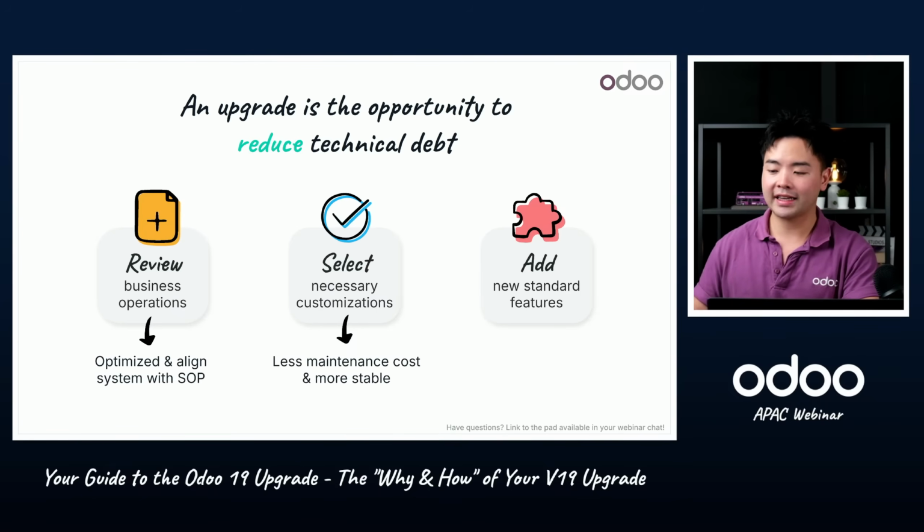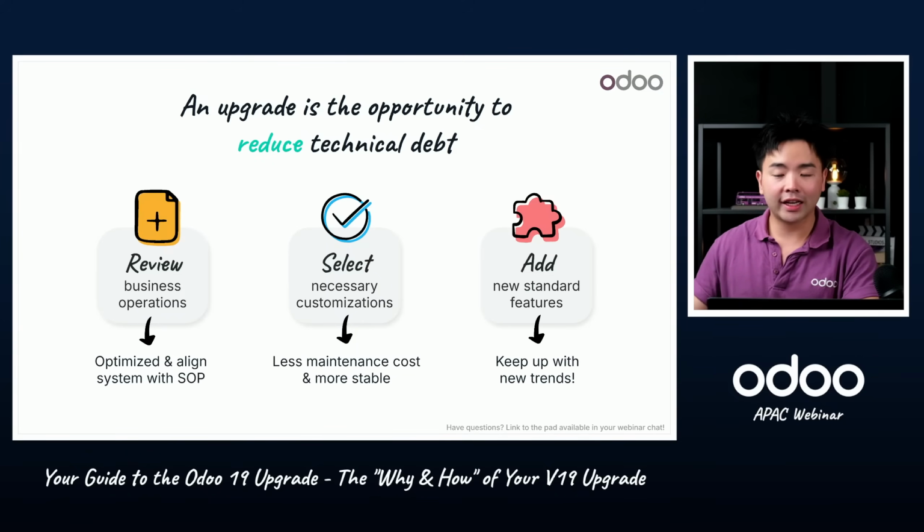You should also be taking the time to select necessary customizations. So that means less maintenance cost as well, and a much more stable version of Odoo. And more stability creates a better user experience for not just you, but your entire organization as well.